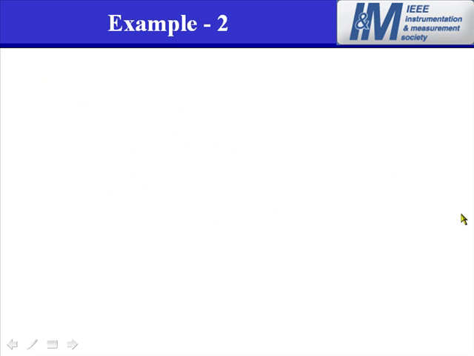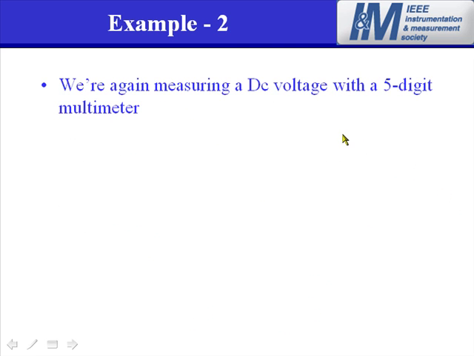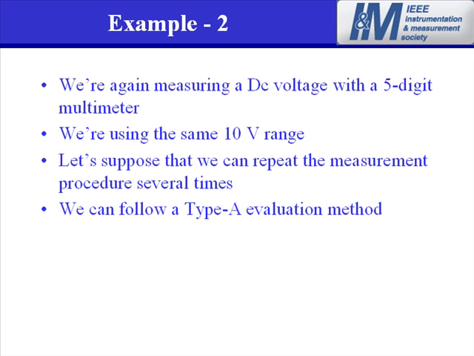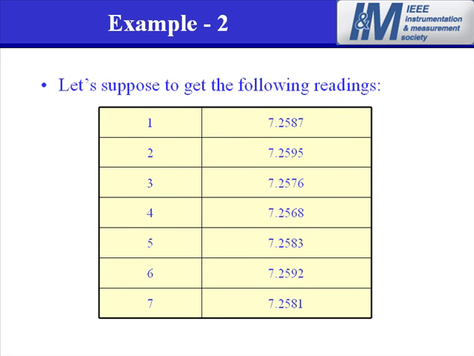Let's now consider another example. Let's suppose that we are measuring a DC voltage again with the same 5-digit multimeter. Let's suppose that we are still using the same 10-volt range, and let's suppose that now we can repeat the measurement procedure several times. Therefore, we can follow a type A evaluation method. Let's suppose to read the values shown in the slide. You see, we have a number of values. Actually, there are not too many, but only to have them clearly shown on a single slide.